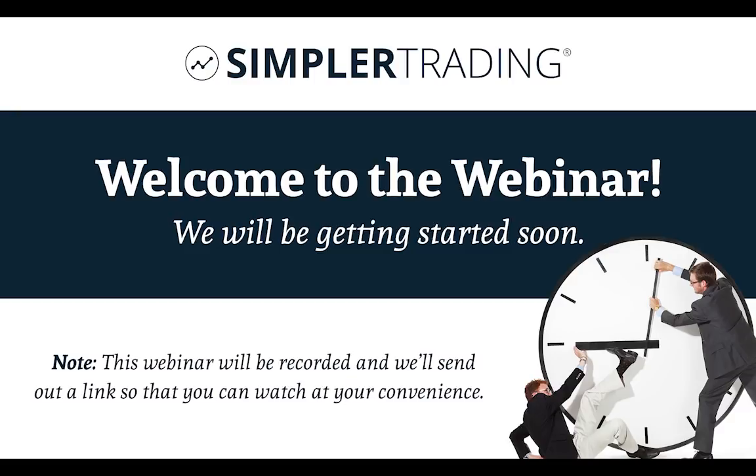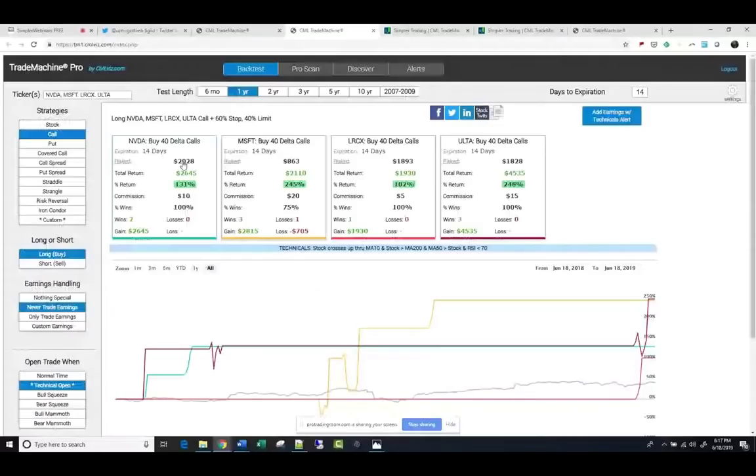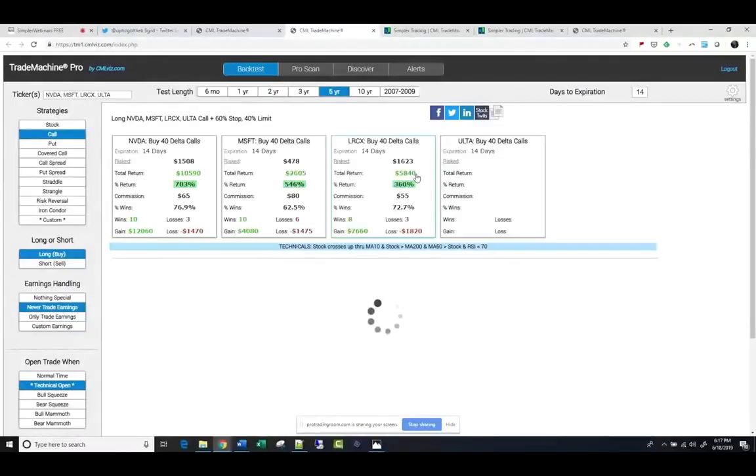So why 40 delta or 80 delta or 60 delta, whatever. That's the beauty of Trade Machine. You can test any delta you want. Actually, let me just go ahead and do that. Let's just take any of these. These were the bullish technical bursts. I'm just going to keep these 5 tickers.